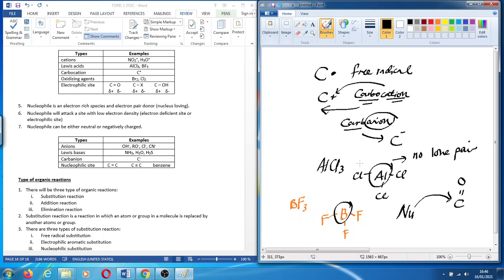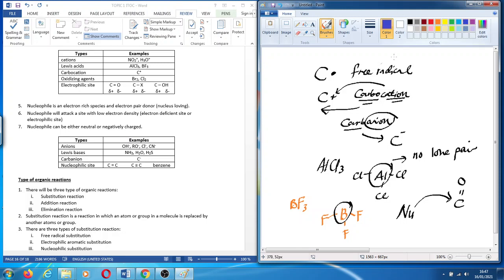Nucleophile can be either neutral or negative charge. This is an example of our nucleophile. The anion is easy to find because it consists of a negative charge. Lewis base: a Lewis base means that at the center of the atom, it will have a lone pair, rich in electrons.